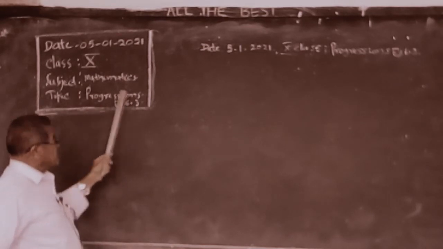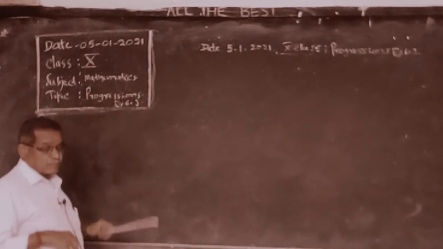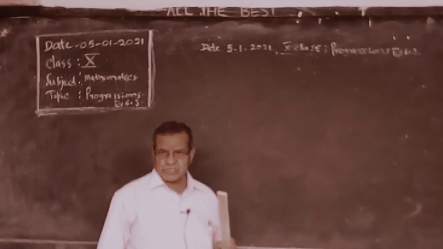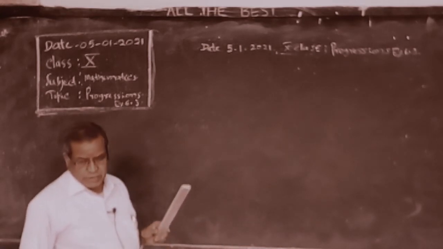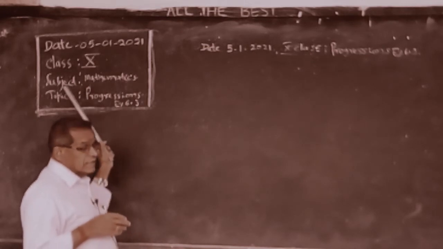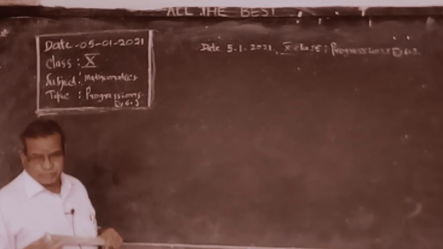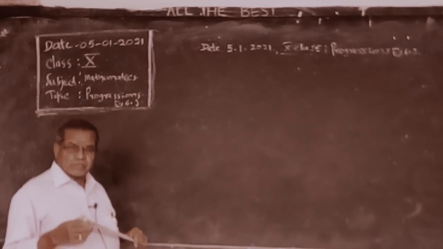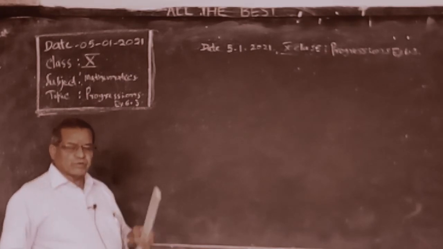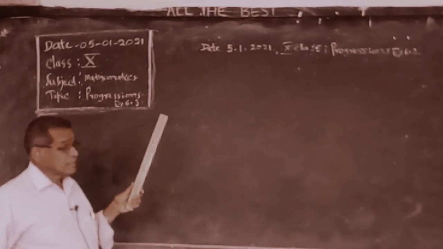We are doing progressions. I already explained what progressions are: arithmetic progression, geometric progression, harmonic progression. In the introduction, I already explained what arithmetic progression, geometric progression and harmonic progression are. If you have a doubt, open your notes and see the first class of the progression.